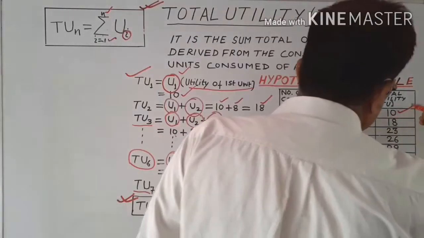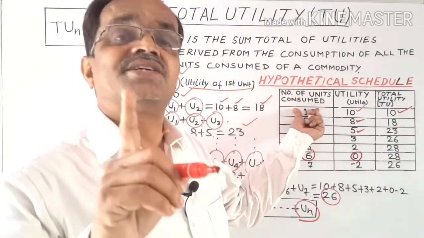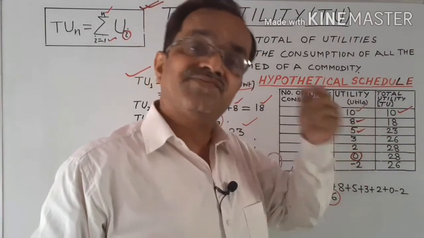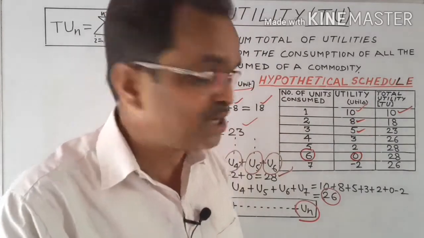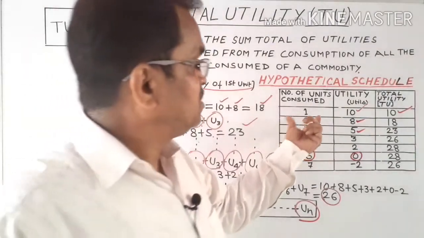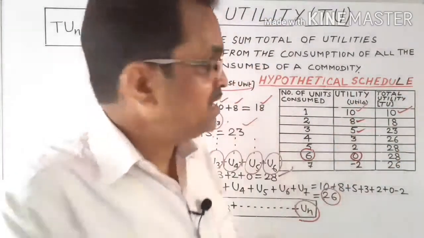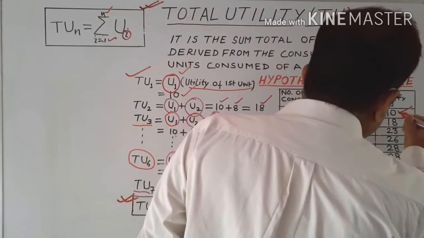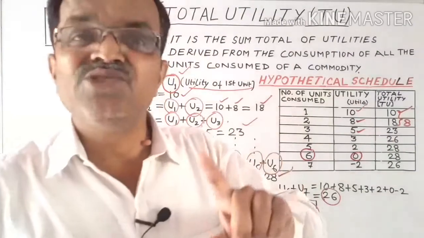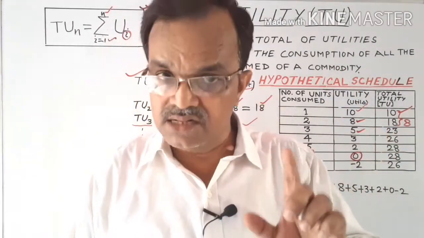First, that is 10. Meaning if the first unit is consumed, 1 unit, then what is the total? That is equal to the additional satisfaction of the first unit of consumption. When the consumer is consuming 2 units of consumption, then the total is 18. What is the difference? That is 8. Means the total increased by 8 utils.